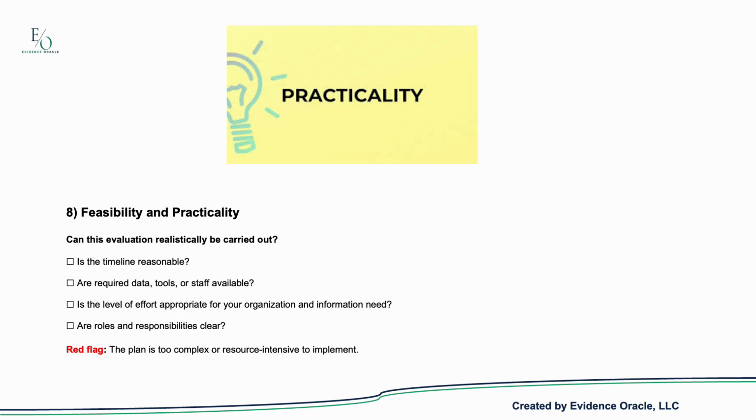Feasibility and practicality are very closely related to that. Is this plan realistic given your time, your staff, and your resources? AI may design evaluations that are technically strong but operationally impossible. A usable plan must be doable, not just theoretically sound. A perfect plan that can't be implemented has zero value.